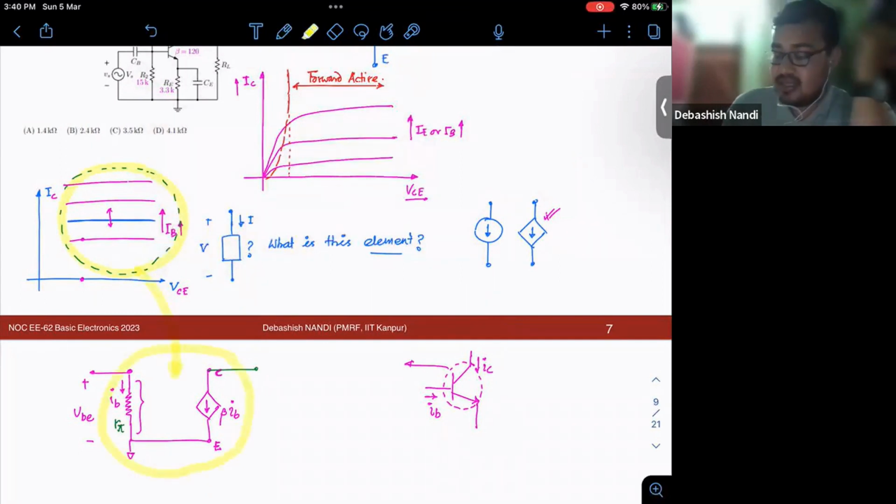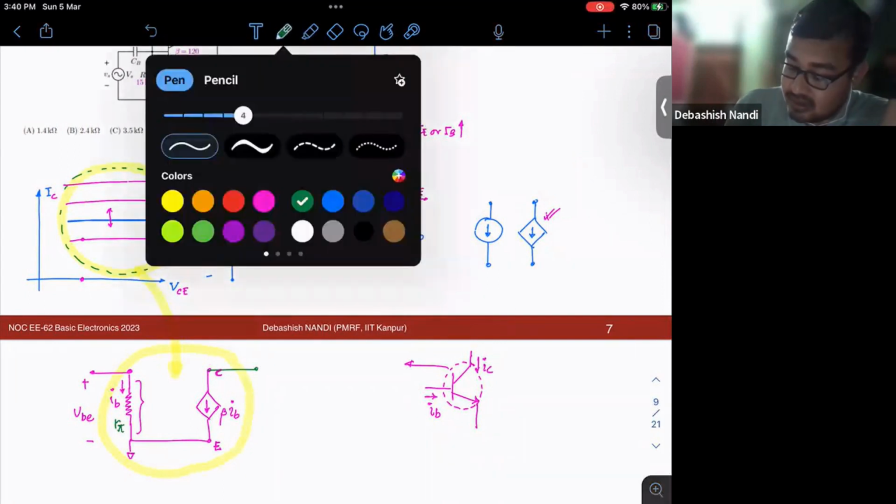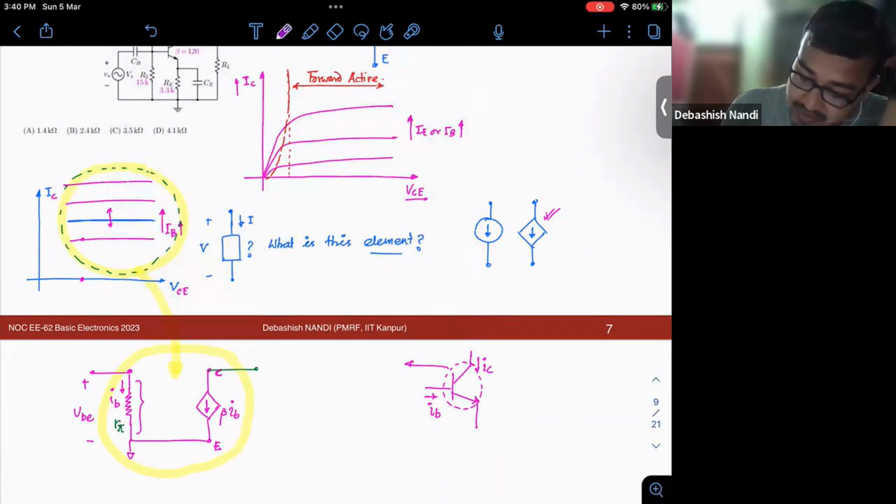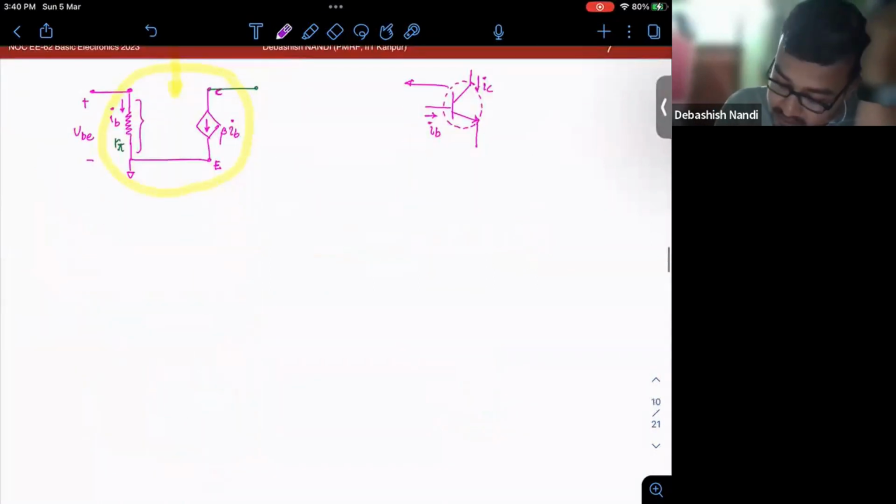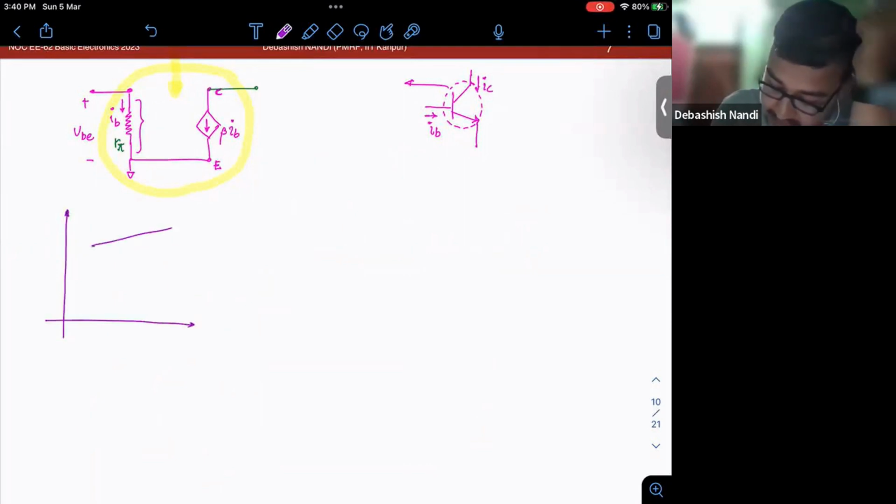Now tell me, do I have a straight line in this plot? I do not, right? I have a particular slope. That means if I draw my IV, it has slopes like this, right? It has a certain slope. The slope is not zero.